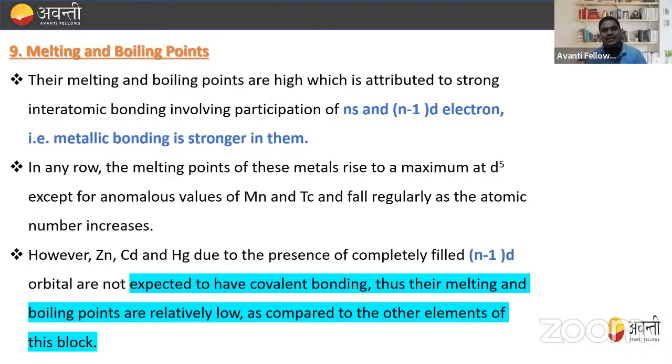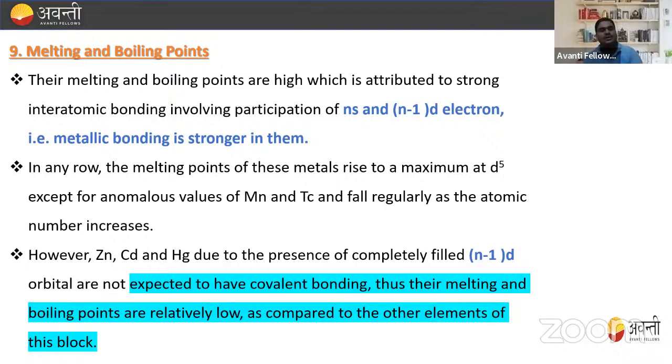Why do they show high melting and boiling points? Due to the presence of unpaired electrons, they form a strong bond, right? So their melting and boiling points are high, which is attributed to a strong interatomic bonding involving participation of ns and (n-1)d electrons, right?